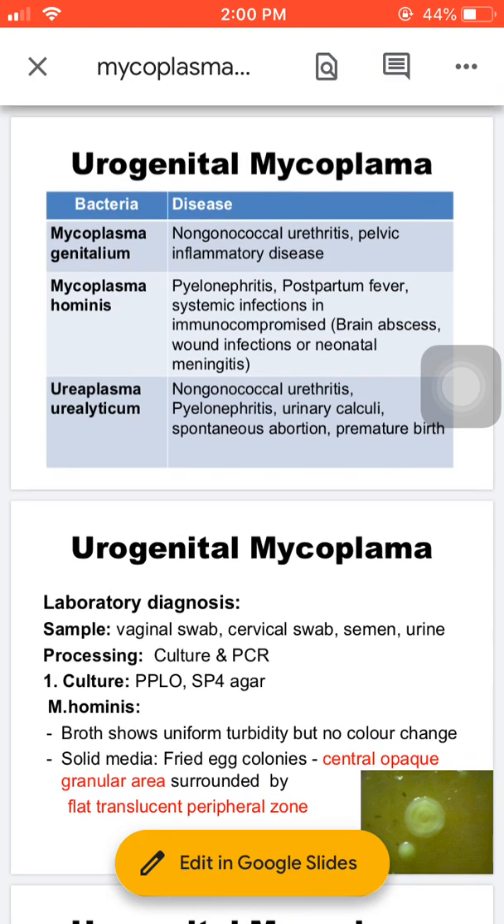Now what is this non-gonococcal urethritis? Usually when we talk about urethritis, we remember that it's caused by Neisseria gonorrhoeae. Urethritis caused by Neisseria gonorrhoeae is known as gonococcal urethritis. Urethritis caused by pathogens other than Neisseria gonorrhoeae is known as non-gonococcal urethritis. So Mycoplasma genitalium and Ureaplasma urealyticum are causes of non-gonococcal urethritis.